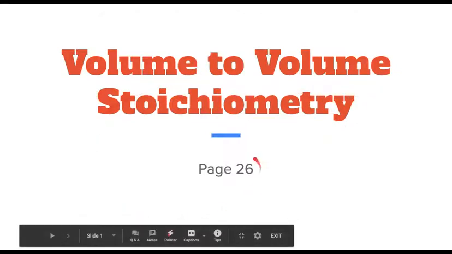So moving on in your notebook, you're going to the next page. We're doing page 26. In your index, you should say volume to volume stoichiometry, page 26 under box V.